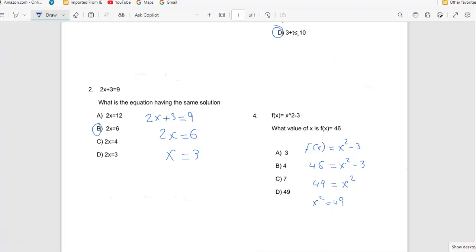Now to find x, take the square root of both sides. So x equal positive or negative what? Positive or negative 7, right? Positive or negative 7. So our answer is 7 or negative 7. I have 7 here, so I'm gonna choose choice C, and that will be the answer for number 4. Okay.